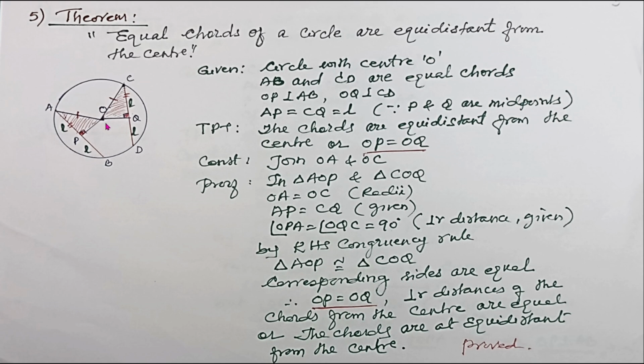We are given a circle with center O and the two chords AB and CD are equal. Now we have to prove that the distances OP and OQ are equal. That means the two chords are equidistant from the center. Now let us see how to prove it.